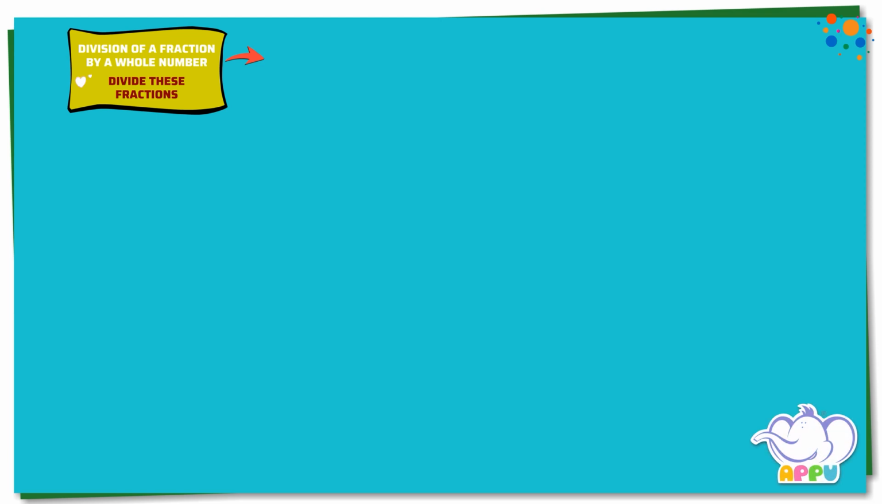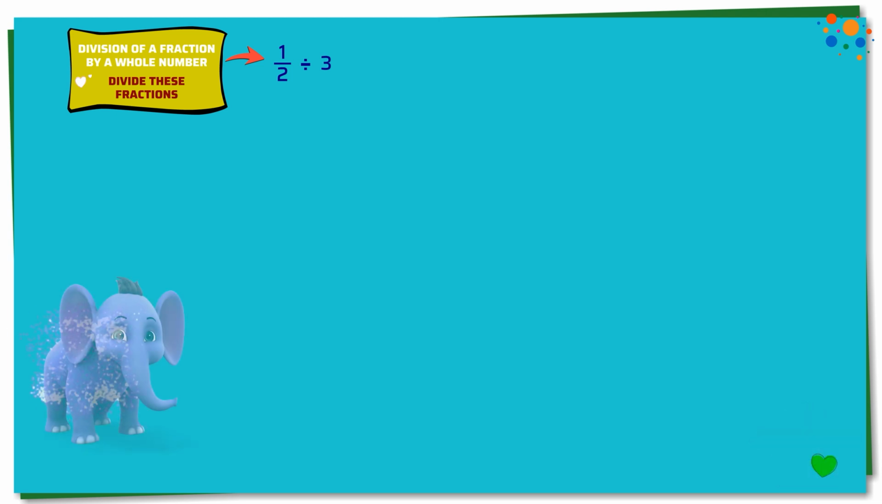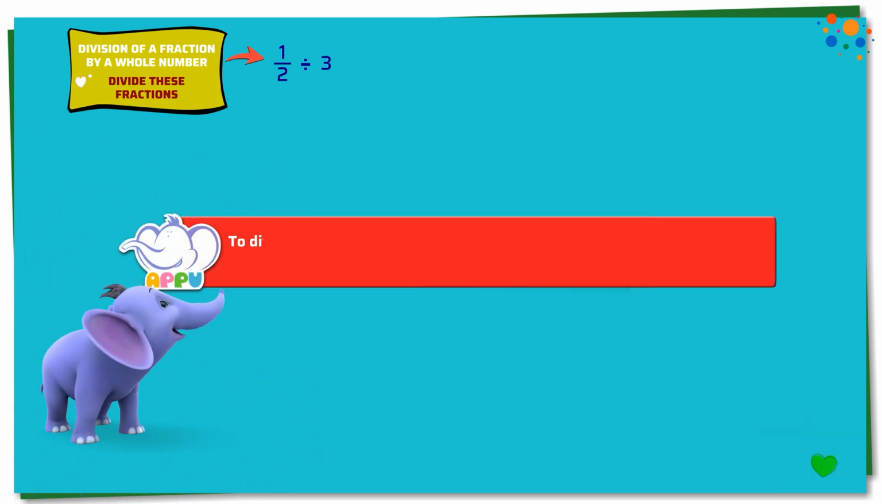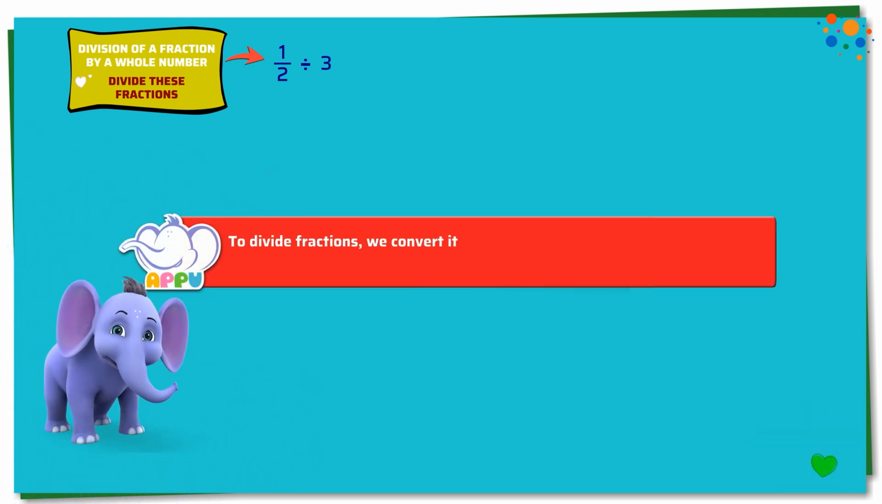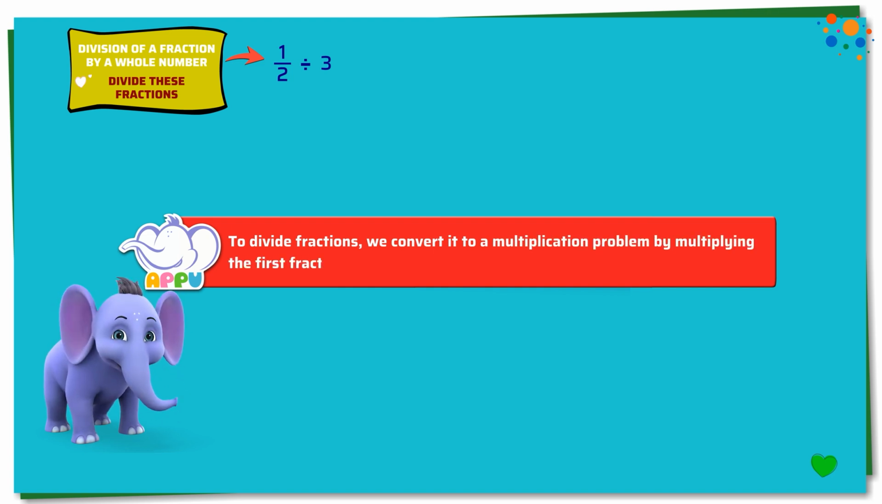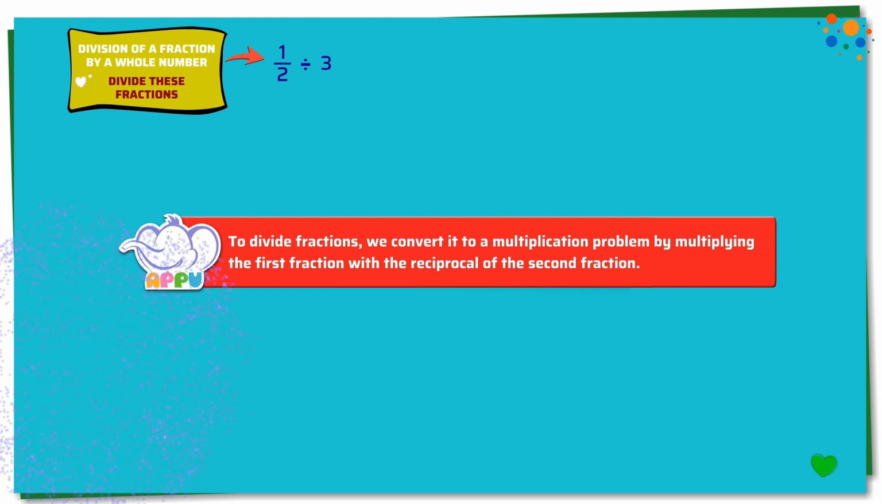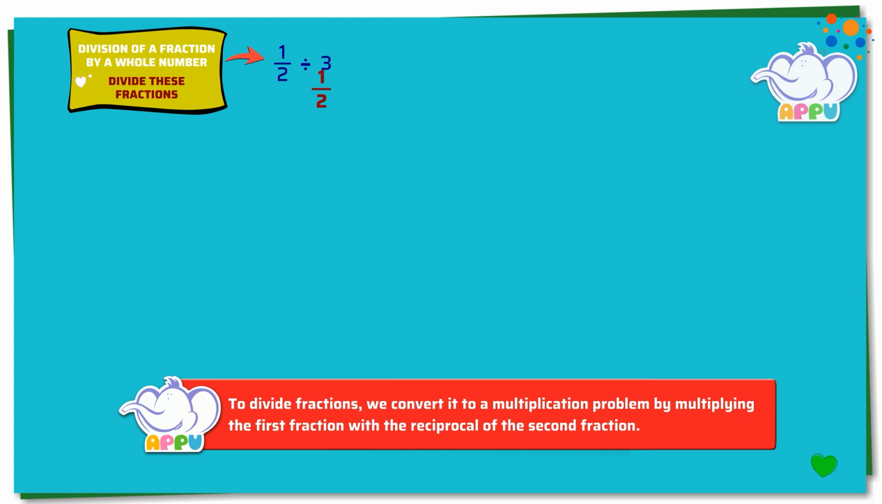Divide these fractions. Find the value of 1 by 2 divided by 3. To divide fractions, we convert it to a multiplication problem by multiplying the first fraction with the reciprocal of the second fraction. We write this as 1 by 2 divided by 3 by 1.